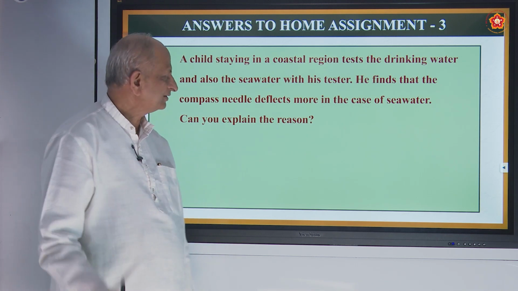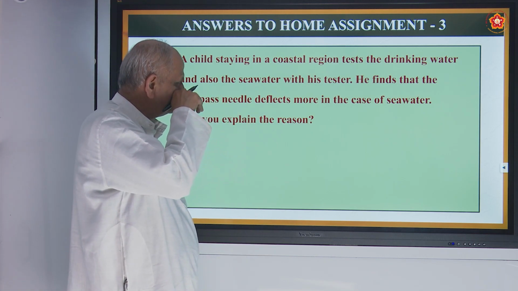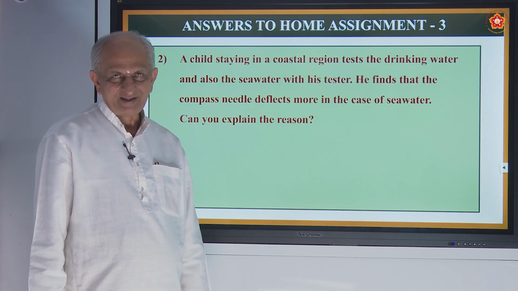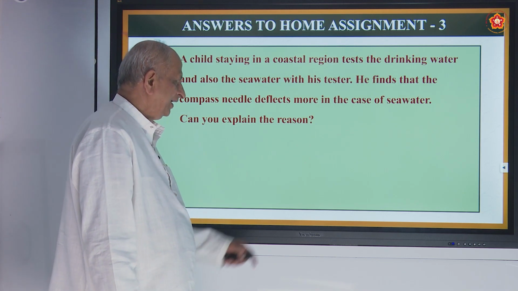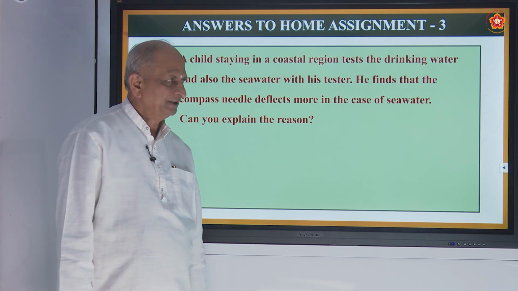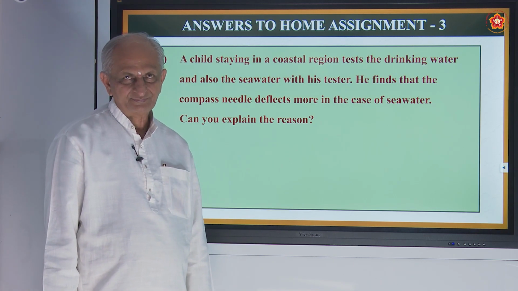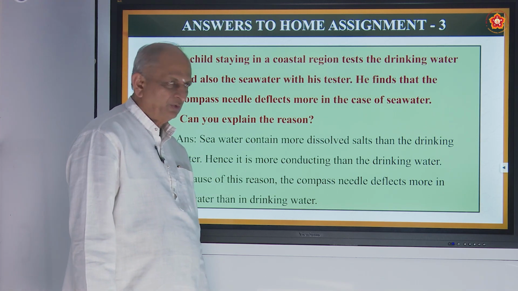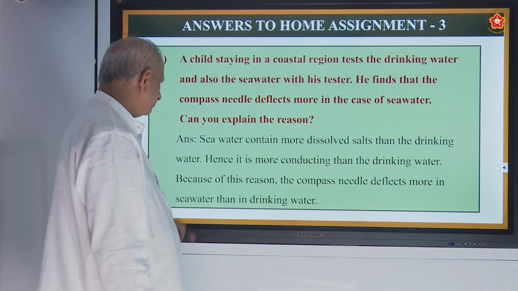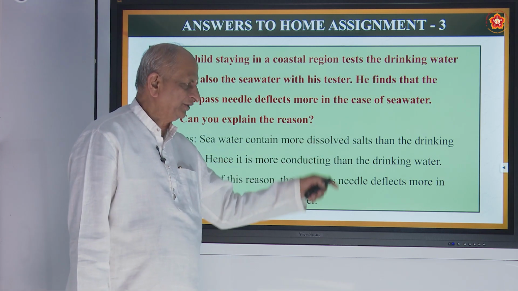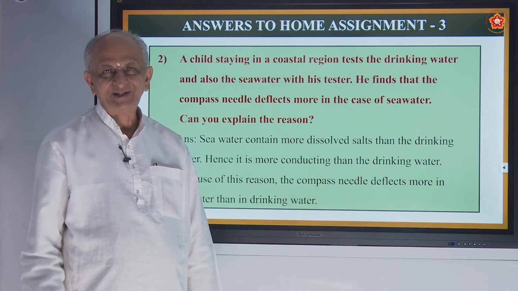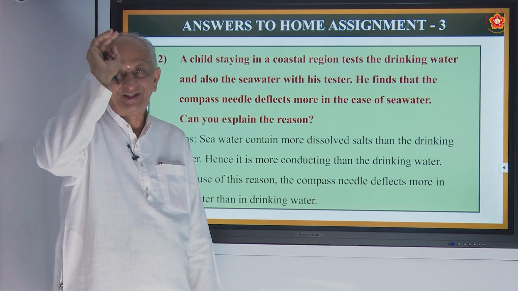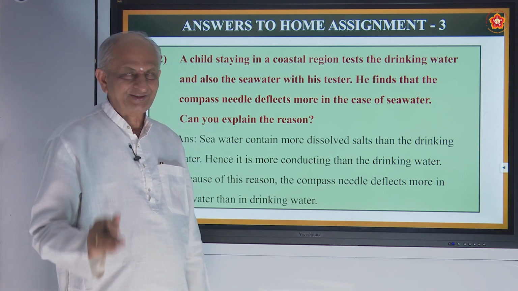So there is sea water and there is drinking water, and both are tested by testers, and it is seen that sea water gives more deflection in the case of a magnetic compass needle. Why is it so? Sea water contains more dissolved salts. That's why it is very salty in nature. Anywhere you take any nook and corner of the sea, if you test it, it will be salty in nature.